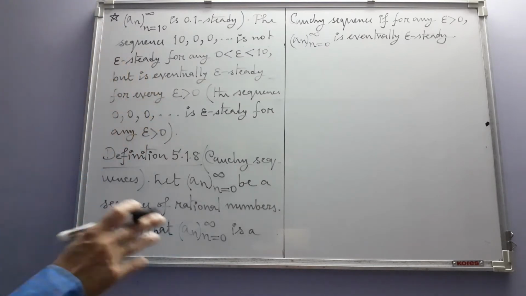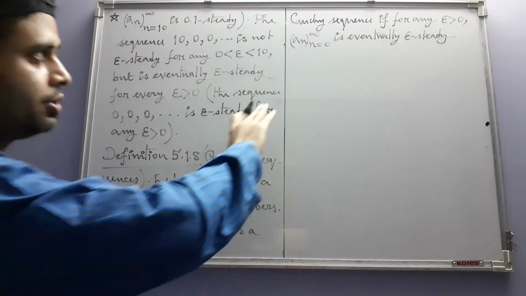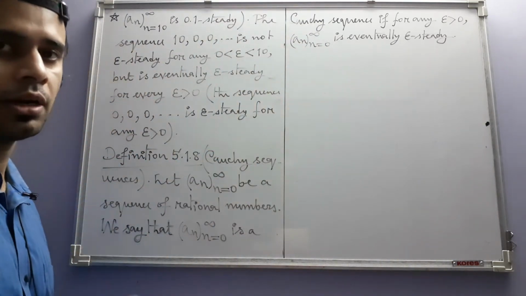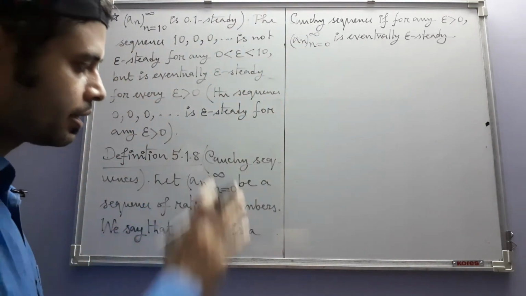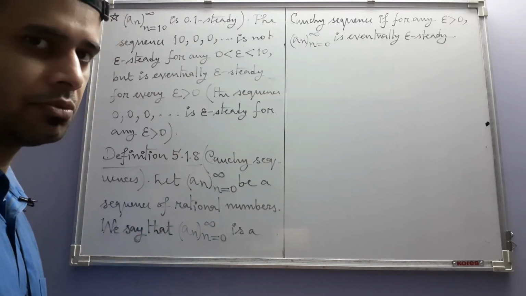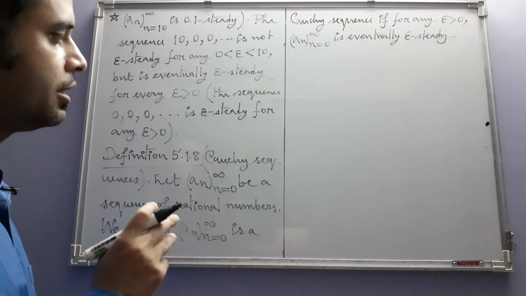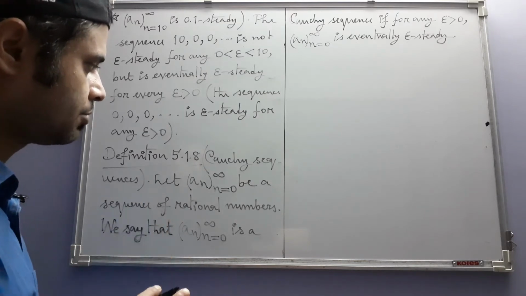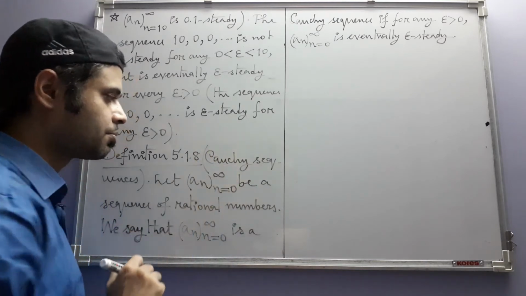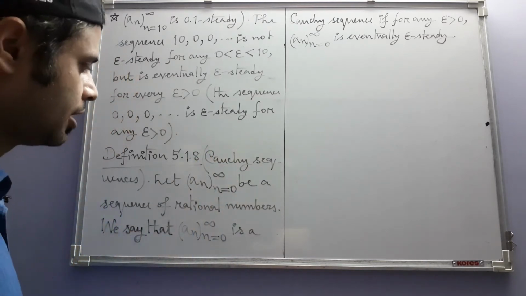Now if we don't use this term eventual epsilon steadiness and break everything down to full detail, then we can write the definition of a Cauchy sequence.